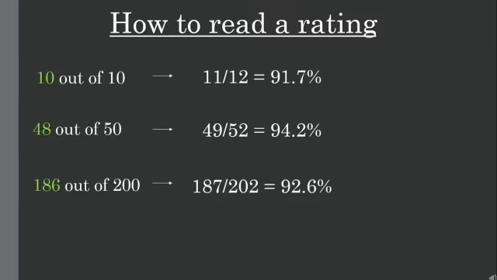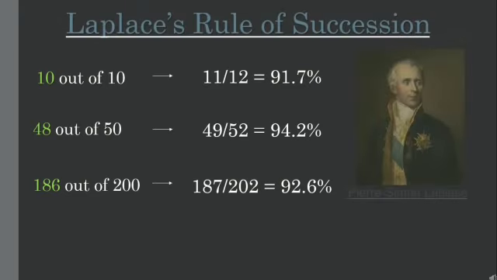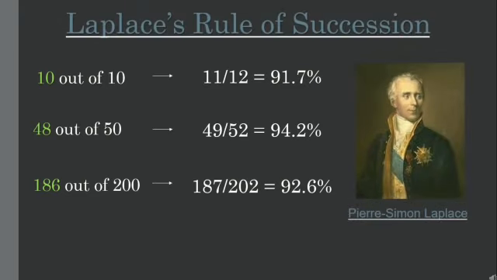This way of finding out probabilities is known as the Laplace's rule of succession. It dates back to the 17th century.